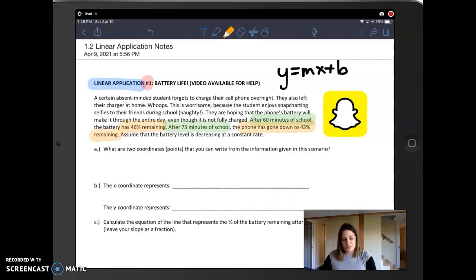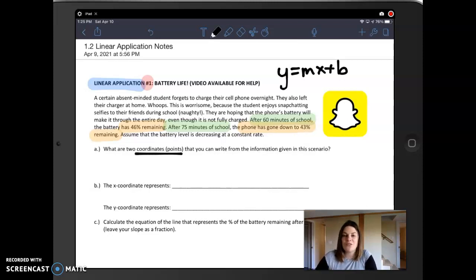It says assume that the battery level is decreasing at a constant rate. So it's not going to decrease faster or slower depending on whether you're using it more or what you're using it for. Even though that might be what happens in real life, since we're talking about linear, it's got to follow that same pattern. Remember, slope follows a pattern. Okay, so what we want to know first is what are 2 coordinate points?